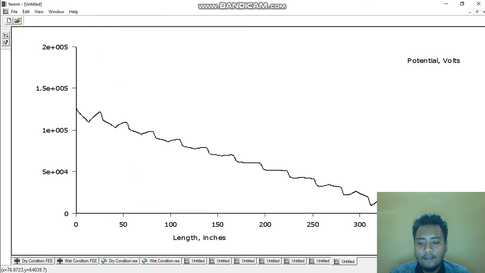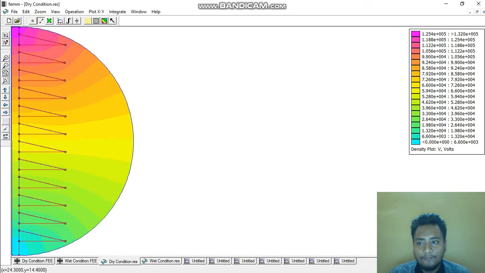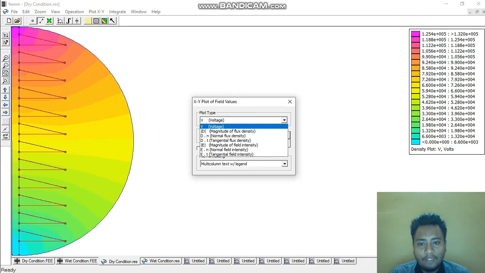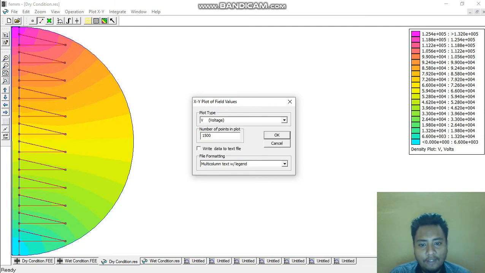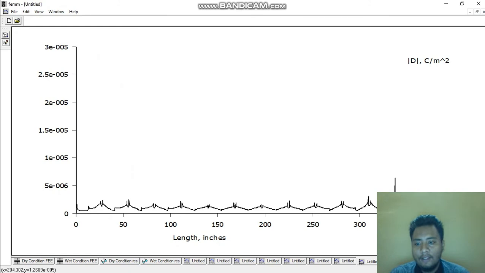Okay, as you can see at the creepage in the picture, if the creepage distance grows, the voltage decreases. After that, if we want to look at the magnitude of flux density, we choose this button to look at the graph. As you can see in the graph, the creepage is not very steady.